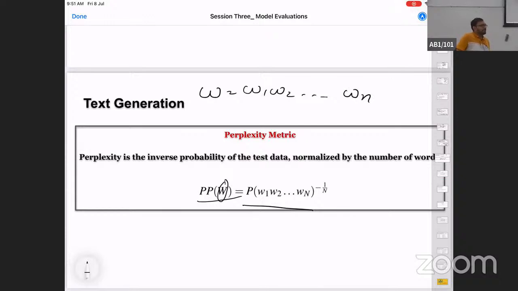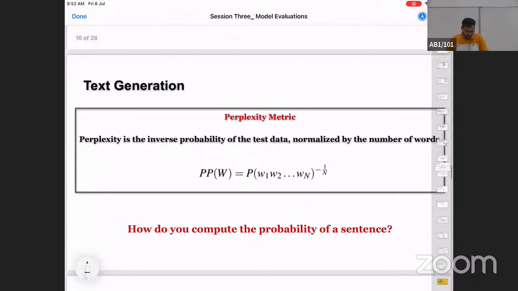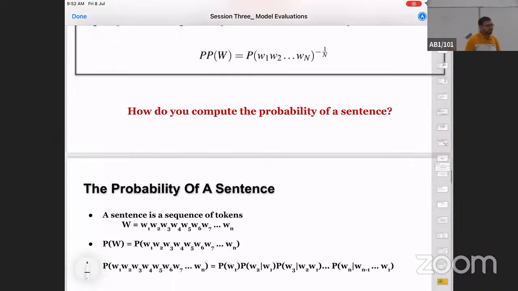So if the sentence is highly probable, its perplexity is going to be very low. You can think of it in these terms. I will tell you how to compute it. If the probability of a sentence is very low, then the perplexity is going to be very high. At least this is clear. We'll discuss whether high perplexity is good or bad. But before that, let us see how we can compute the probability of a sentence. We have to compute the probability of a sentence to compute perplexity.